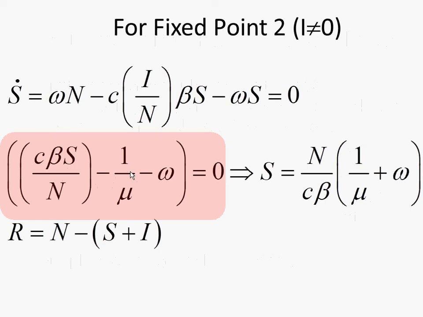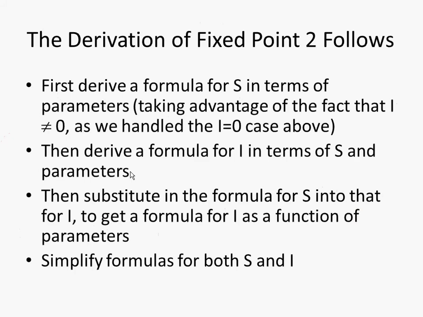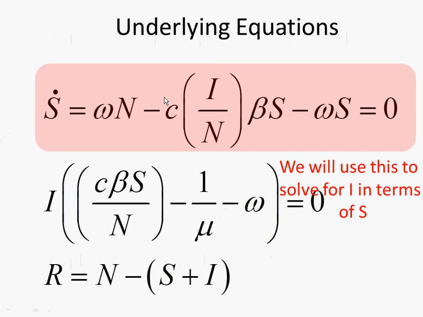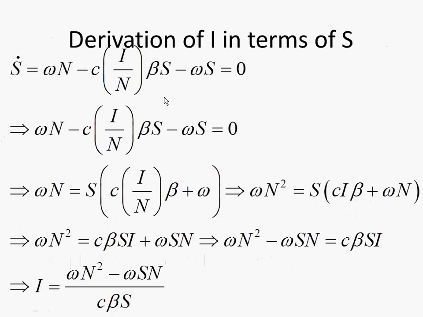And then pull a mu out here. So in any case, we'll see a slight rephrasing of that later. But here we've derived S, so we've gone through the first of these right here. Now we're going to derive a formula for I in terms of S, and specifically we're going to use this one here. So to get I in terms of S, we can isolate this I, bring all the S's to the other side, and we'll then have a formula for I in terms of S and the various parameters.